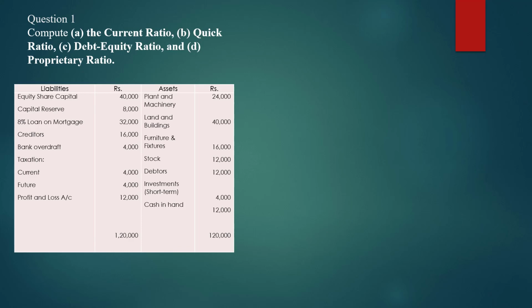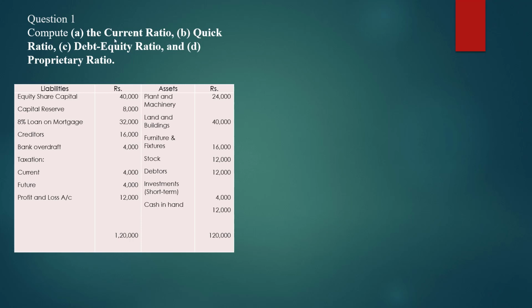Good morning, everyone. Today we'll solve some numerical problems, and let's see first the question number one. In question number one, they are saying compute the current ratio, quick ratio, debt equity ratio, and proprietary ratio. Now, for this question, we should know that current ratio and quick ratio are under the liquidity ratio, and debt equity ratio and proprietary ratio belong to the solvency ratio.